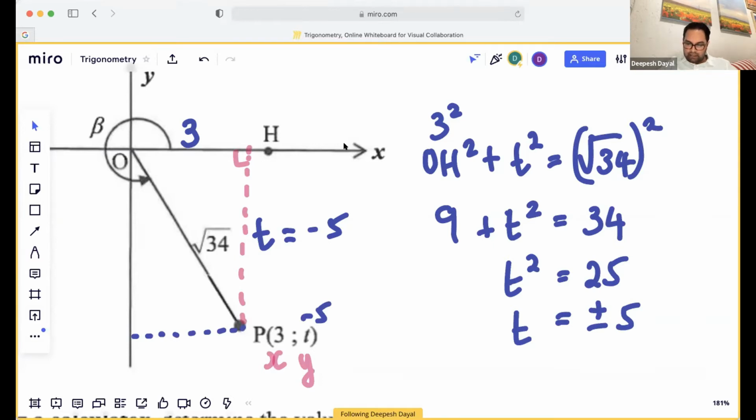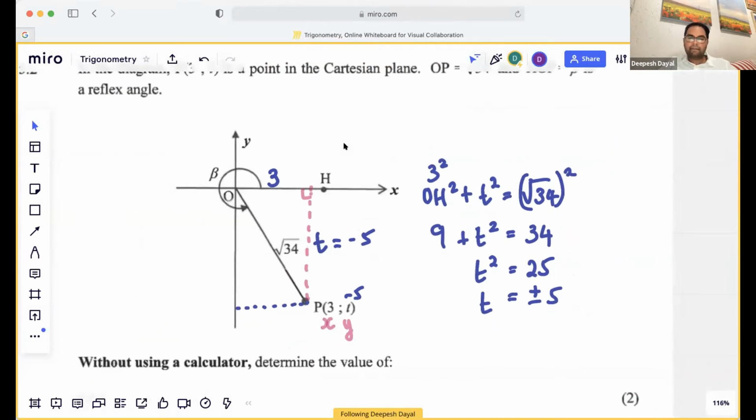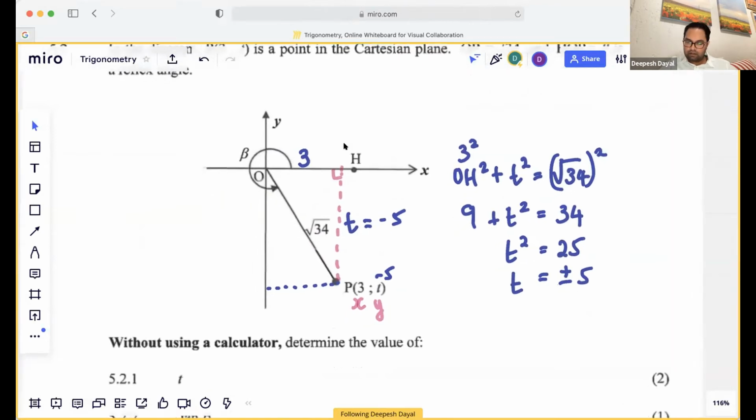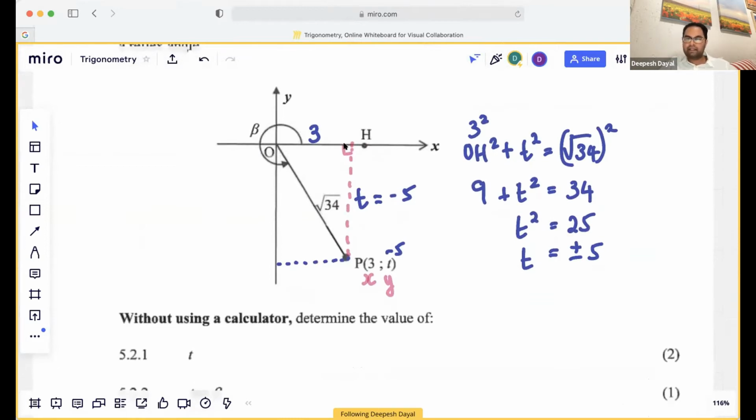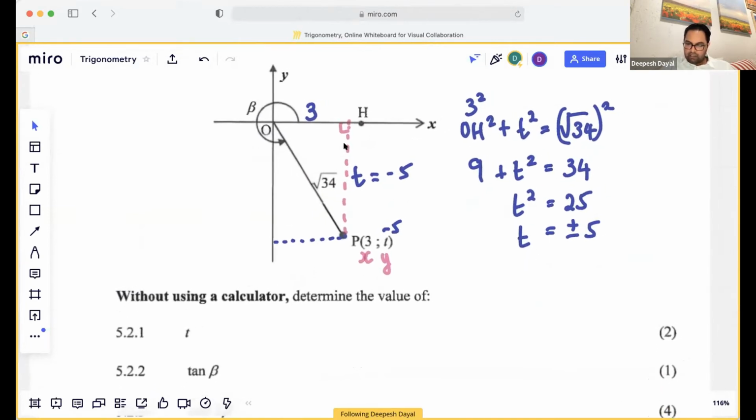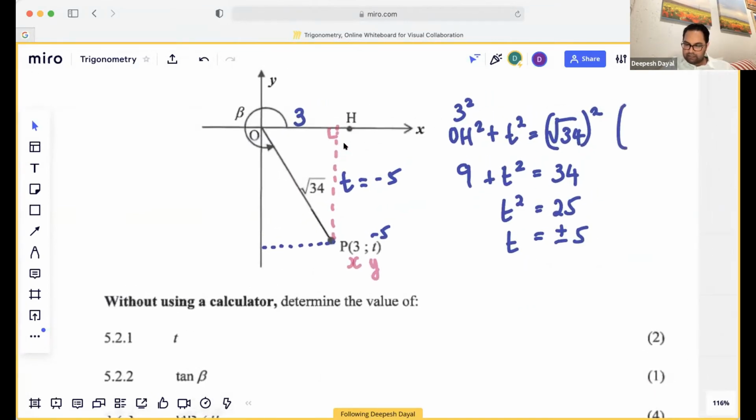Okay, great. Sir, I just wanted to ask you, do they penalize you for not writing OH plus T? Because I wrote x squared plus y squared is equals to r squared. Is that okay? Yeah, that's perfectly fine. As long as you get the same answer and show some working, you can write a reason next to this as well and say Pythagoras, right?